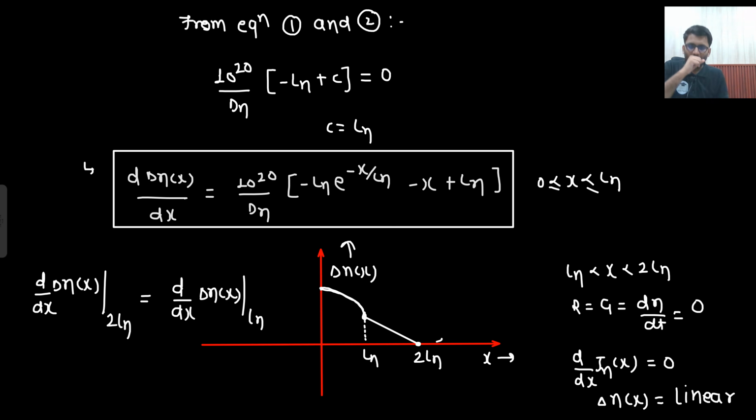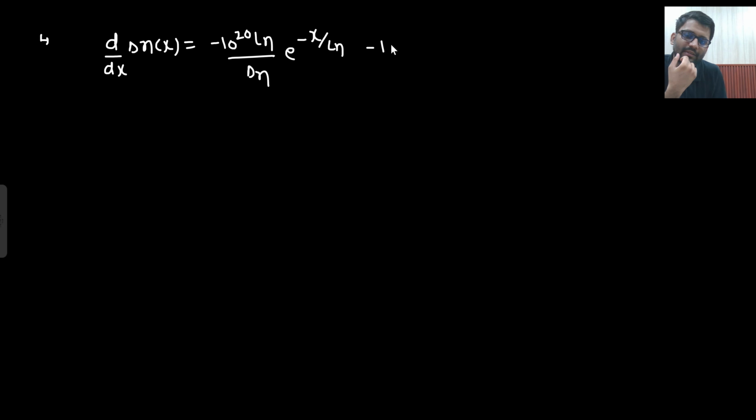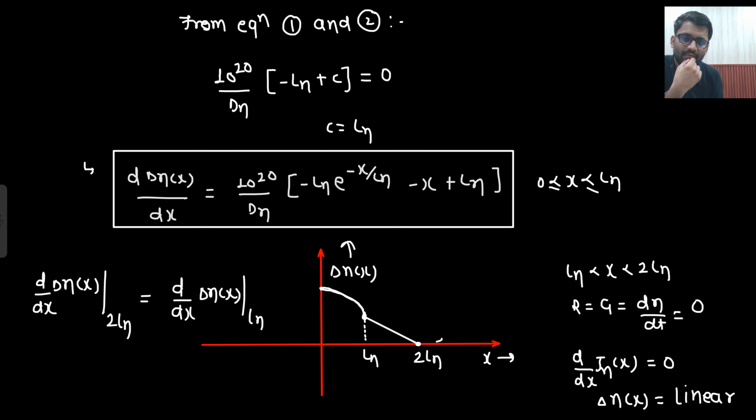So I am doing the second part now. I will just copy whatever I have already found out. That is minus ln minus 10 to the power 20 ln by dn, minus 10 to the power 20 ln by dn e to the power minus x by ln, minus 10 to the power 20 x by dn, minus 10 to the power 20 x by dn, plus 10 to the power 20 ln by dn.